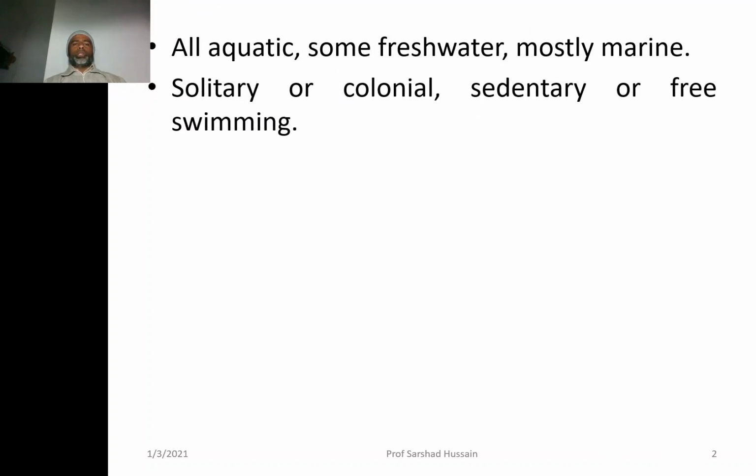They are solitary as well as colonial. I think you understand what is solitary and colonial. We have discussed it in protozoa as well as in the five kingdom classification. Solitary means which lives alone. Colony means when so many individuals live together. They may be sedentary, they may remain attached with the substratum, or they may be free swimming.